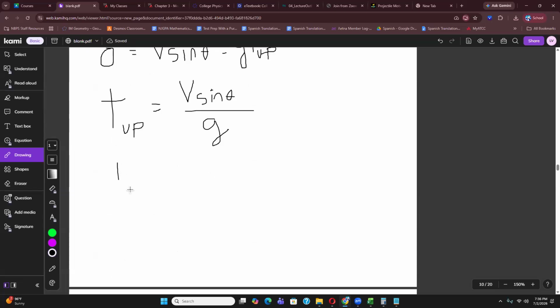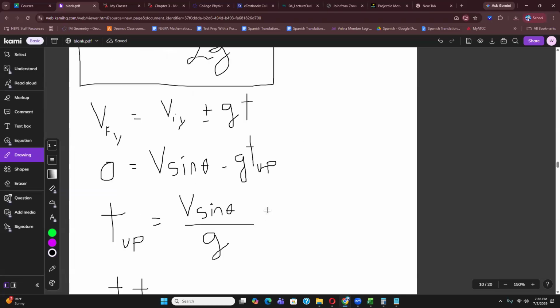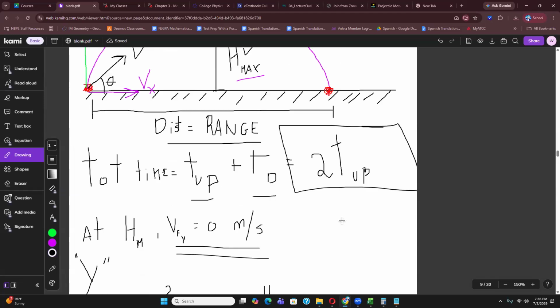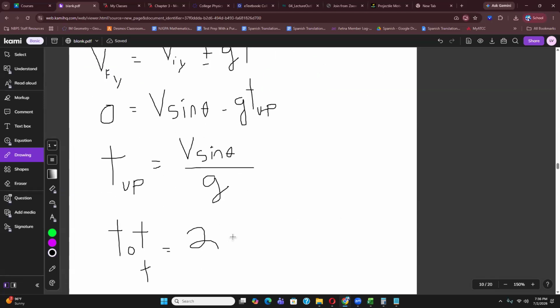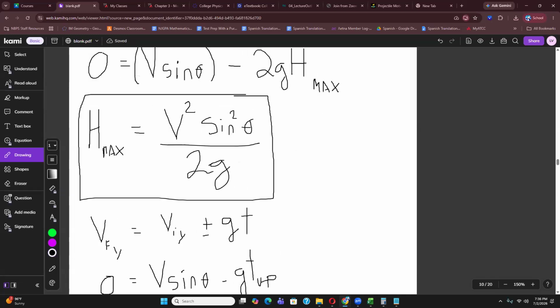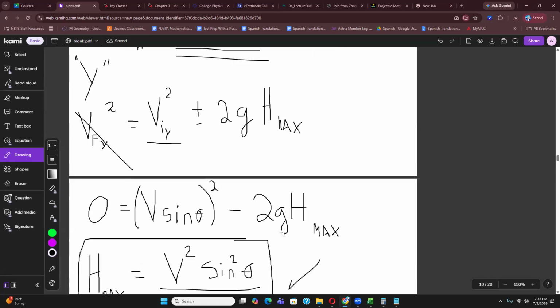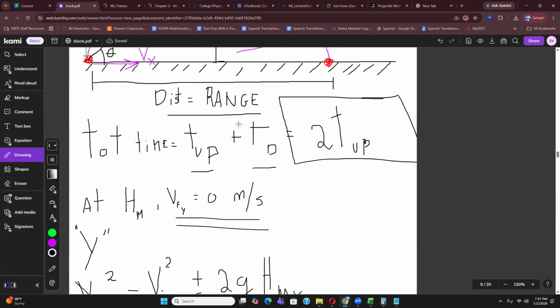The total time, though, is twice this. It's twice that: 2V sine theta divided by gravity. So you can find times, you can find maximum height. And if you have time, you can find the range.